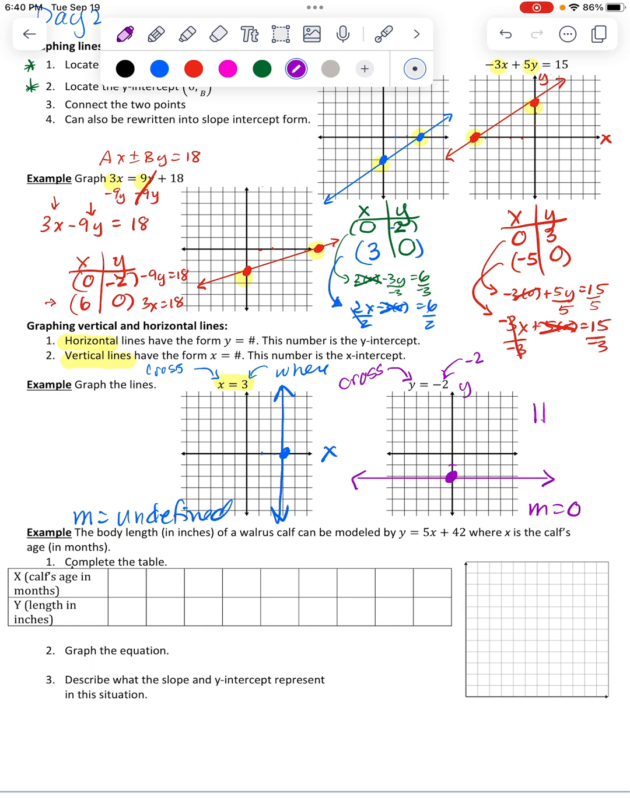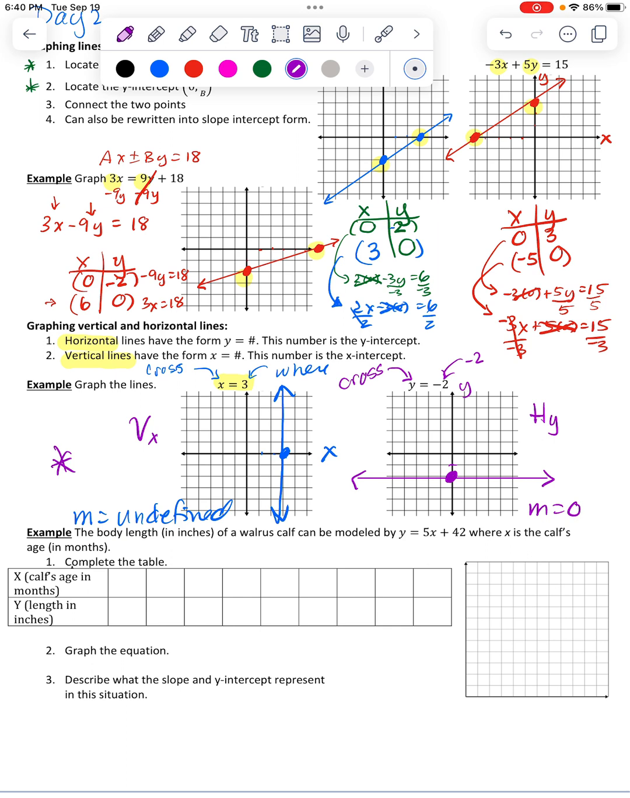So a horizontal line is going to have only y in it because it only crosses the y. A vertical line is only going to cross x and only have x in the equation. So just do whatever it takes to make sense of that or memorize it, whatever works best for you. Because these two are easier. You don't have to count slope. You don't have to do any math, but you just have to remember which one's which.